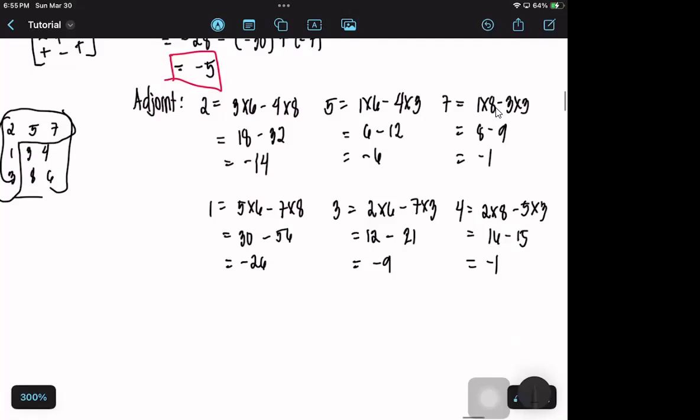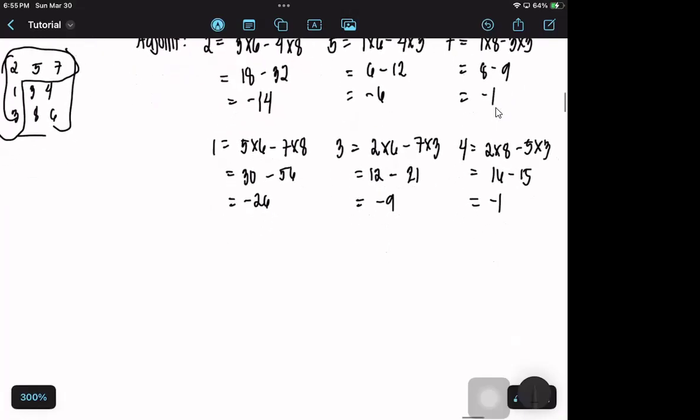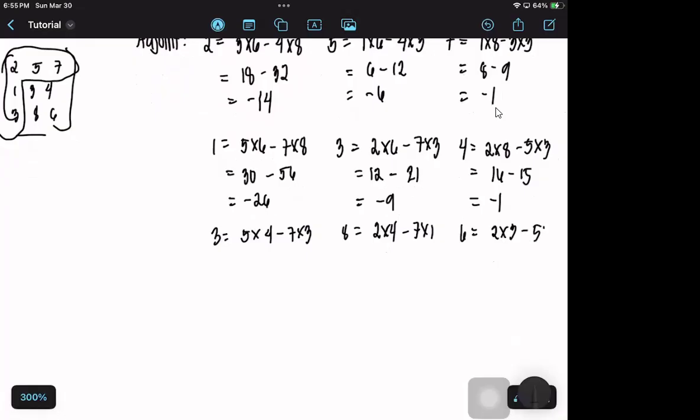So for going to the third row, it will become 3. The cofactor of 3, that is 5 times 4 minus 7 times 3. Then for the 8, the cofactor of 8, that is 2 times 4, then minus 7 times 1. And the cofactor of 6, that is absolutely 2 times 3 minus 5 times 1.